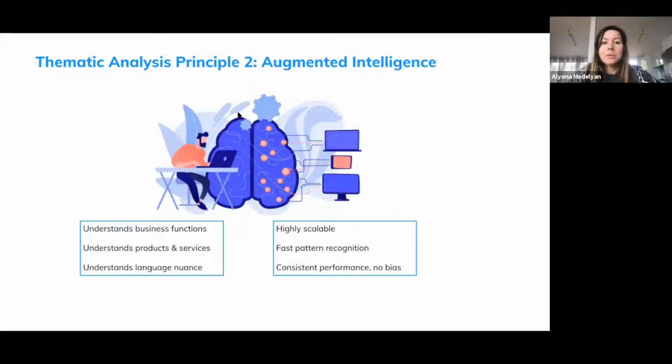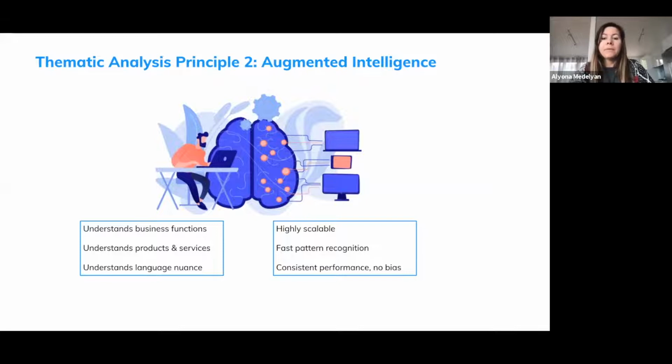The second principle is augmented artificial intelligence. So basically, it's the idea of human working together with the AI to get the best outcomes. And the benefit of this is that we're combining things that people are best at. People who work at companies understand the business, all of the different departments, the products and all of their versions and their history, and also the language nuance sometimes is better understood by people.